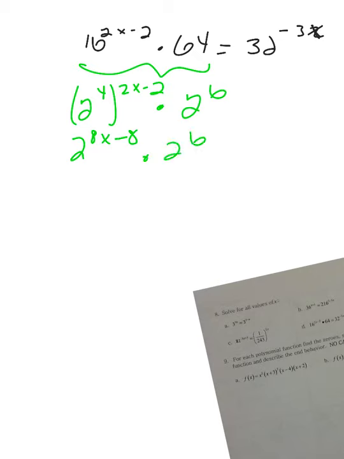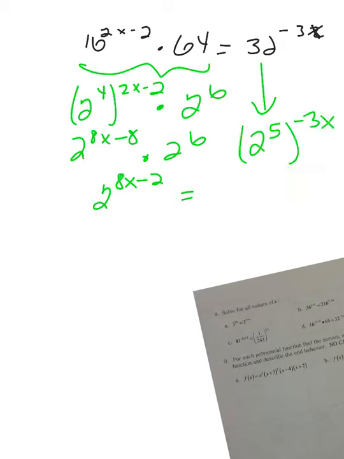Same bases, add the exponents. So it's 2. Remember, when you multiply same bases, you don't multiply the bases. It's not 4. The base stays the same. So it's 2 to the 8x minus 2. So now I have 32 is 2 to the 5th power here. And I have to raise that to the negative 3x power. So that would be 2 to the negative 15x power.